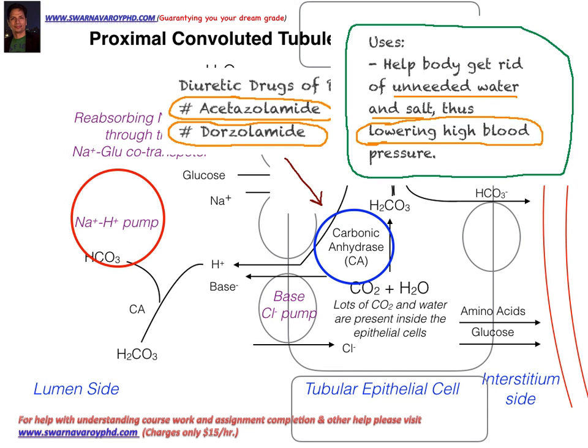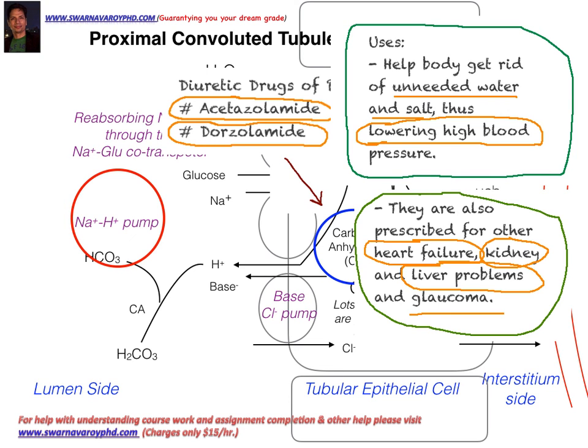So the use of diuretic drugs is to help the body get rid of unneeded water and salt, thus lowering the high blood pressure. And they are prescribed for other things also, even a lot of patients with heart problems and heart failure, patients with kidney problems, liver problems, with glaucoma. All these patients are also prescribed the diuretic drugs. Now, as I said, this is the first part of the lecture. In my second part, which is also published on YouTube, you can see the mechanism that's happening in the Henle's loop and the mechanisms happening at the distal convoluted tubule and the collecting ducts.